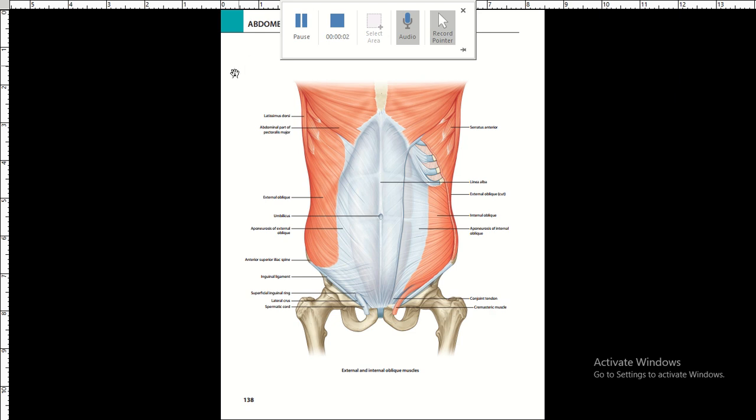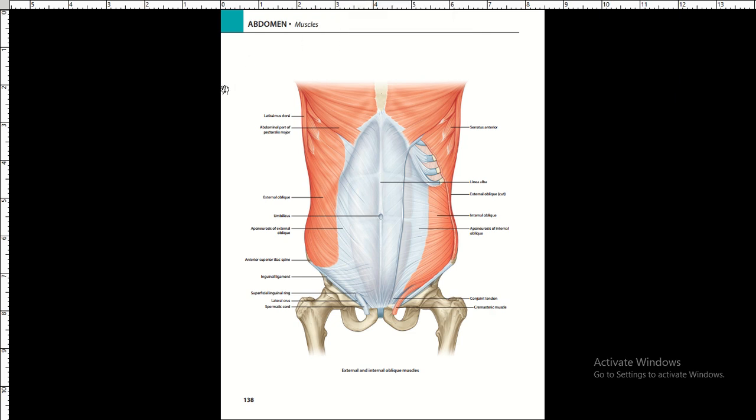Hi guys, welcome to another lecture on the gross anatomy of the abdomen. Today we're going to talk about abdominal muscles, the muscles in the anterolateral abdominal wall. From this diagram, you can see these are the muscles.